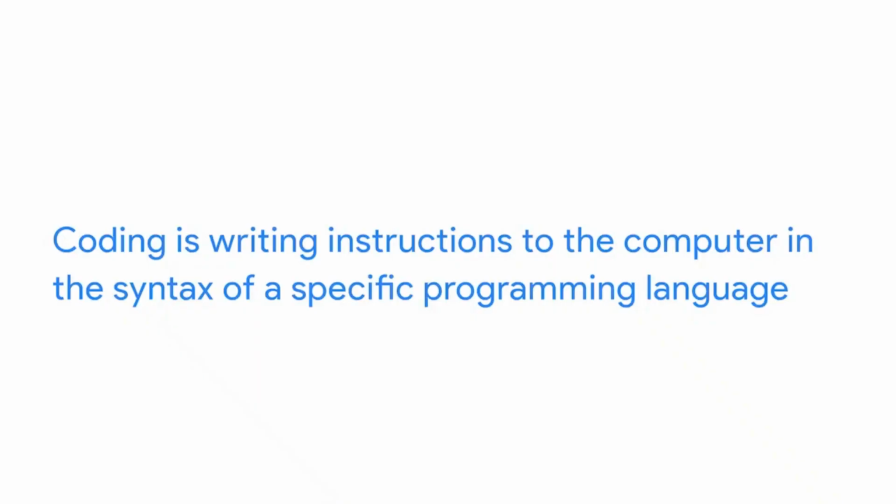You can think of a programming language as a bridge that connects humans and computers and allows them to communicate. Programming languages have their own set of rules for how these words and symbols should be used, called syntax. Syntax shows you how to arrange the words and symbols you enter so they make sense to a computer. Coding is writing instructions to the computer in the syntax of a specific programming language.